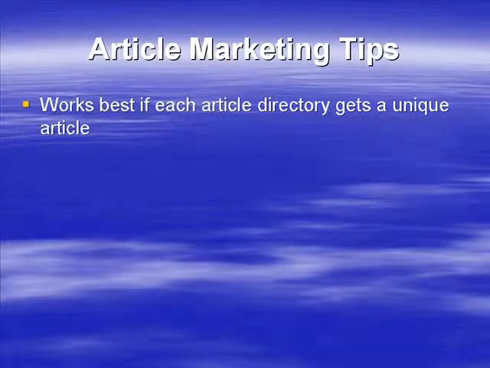It does seem to work best if each article directory gets a unique article. Again, the whole duplicate content penalty thing is still up in the air, but if you have different articles on each of the article directories, then potentially, if you type in your keyword, the top 10 results could be all of your articles on different article directories. If you use different pen names as you go through the article directories as well, then obviously you can make it look like different people are writing, which doesn't make it look like it's just you in the top 10.